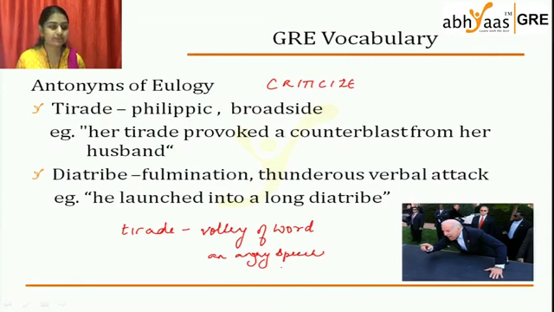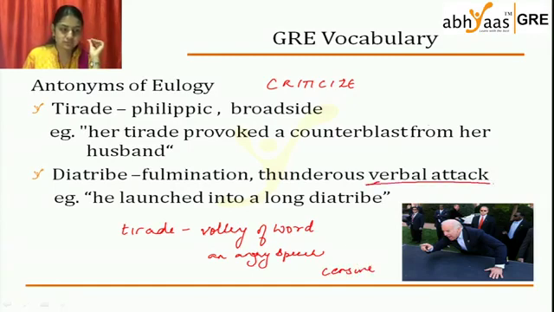Diatribe, he launched into a diatribe. Fulmination, words are like thunderbolts. All these are related to severe criticism, speaking in anger, right? Censure is another word that I would give for the same. You're verbally attacking someone. Verbal could be oral, spoken or written. Anything could happen. Verbally attacking someone. So all these are more related to opposite of praise.